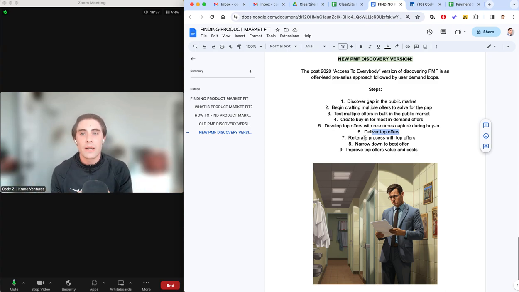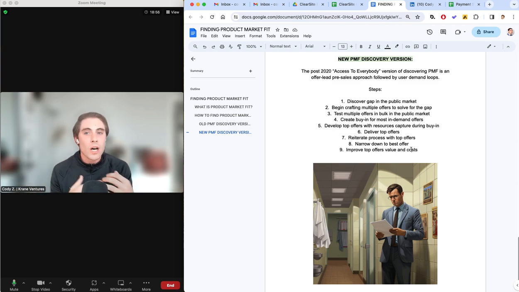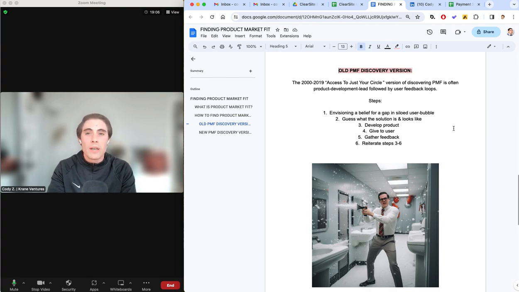You keep reiterating. Every Tesla goes through a facelift process. Every Tesla goes through the second version of the car. So keep narrowing down to your best offer while improving your top offer value and cost. The cost of these cars come down, the value goes up. Eventually there's product market fit for these cars. There's product market fit for the toilet paper that Buddy narrowed down, and he did not waste all this time building some snowball leaf blower shotgun machine that cleans you up from halfway across the bathroom.